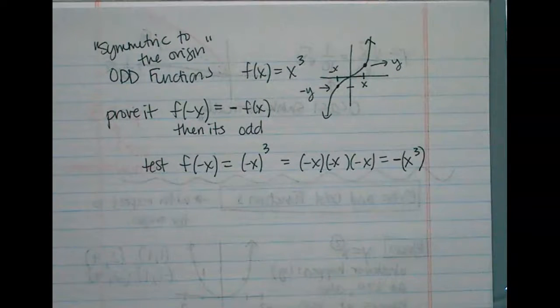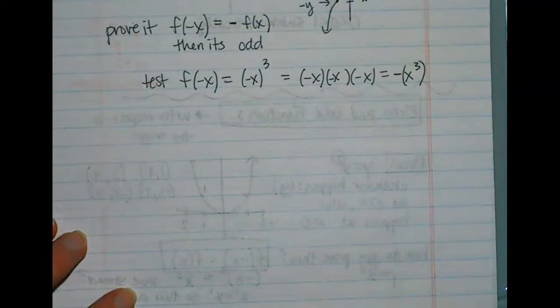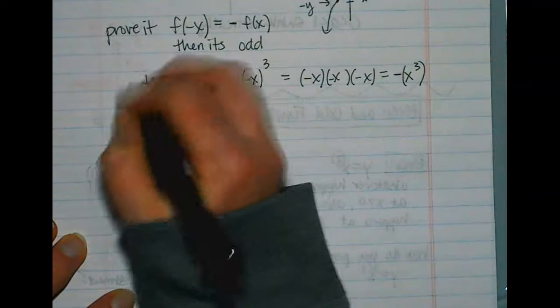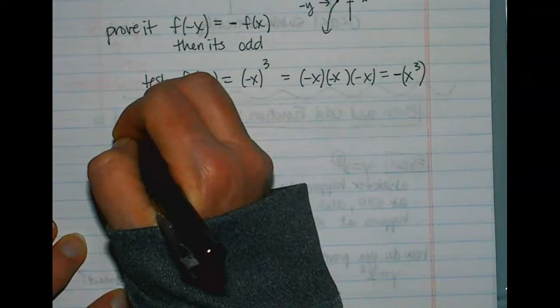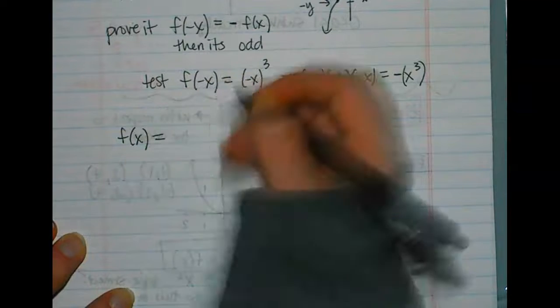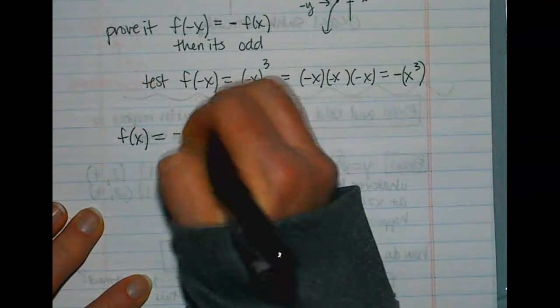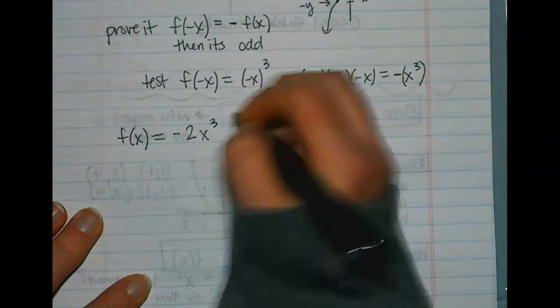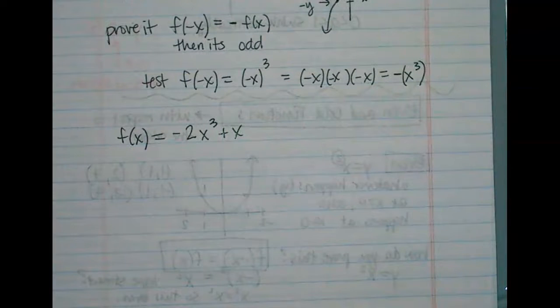So let's look at another one of these guys. Let's say we have f of x equals negative 2x cubed plus x. So there's my function. Is it even or odd? Or is it neither? Most functions are neither. Most functions do not go through the origin. So it's entirely possible that it's neither one. But let's test and see if it is either one.